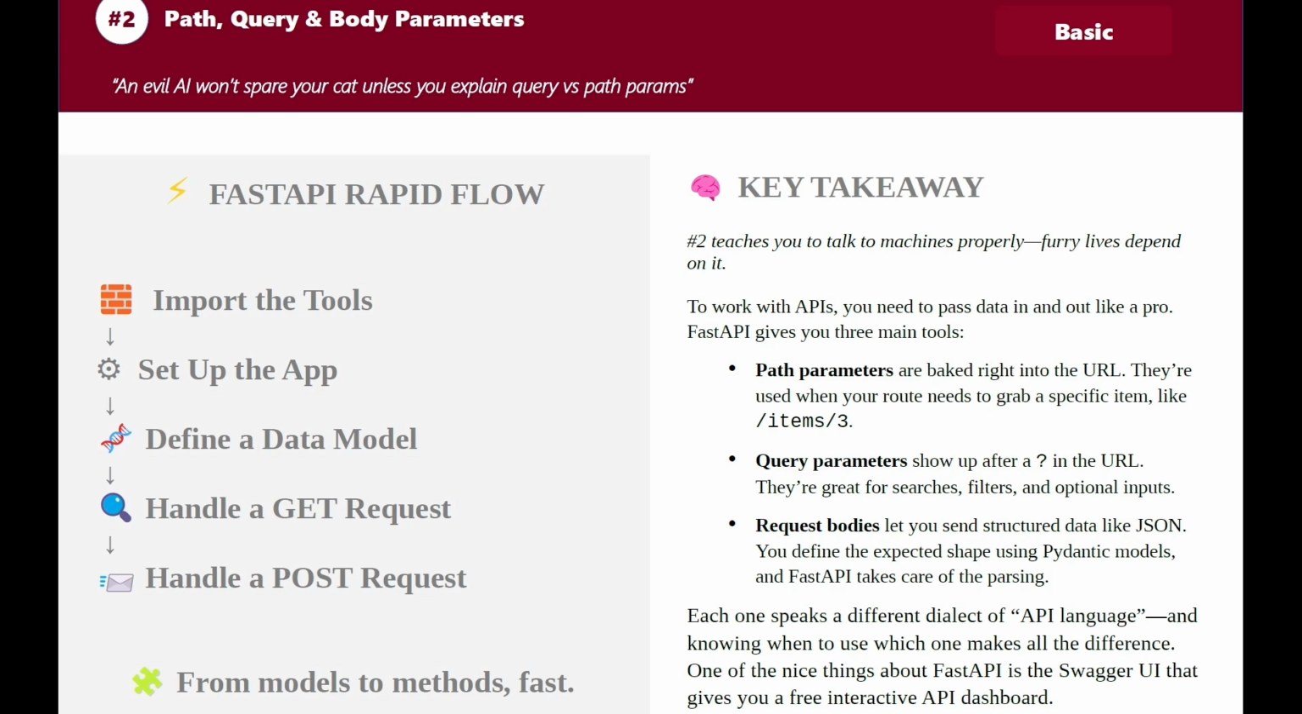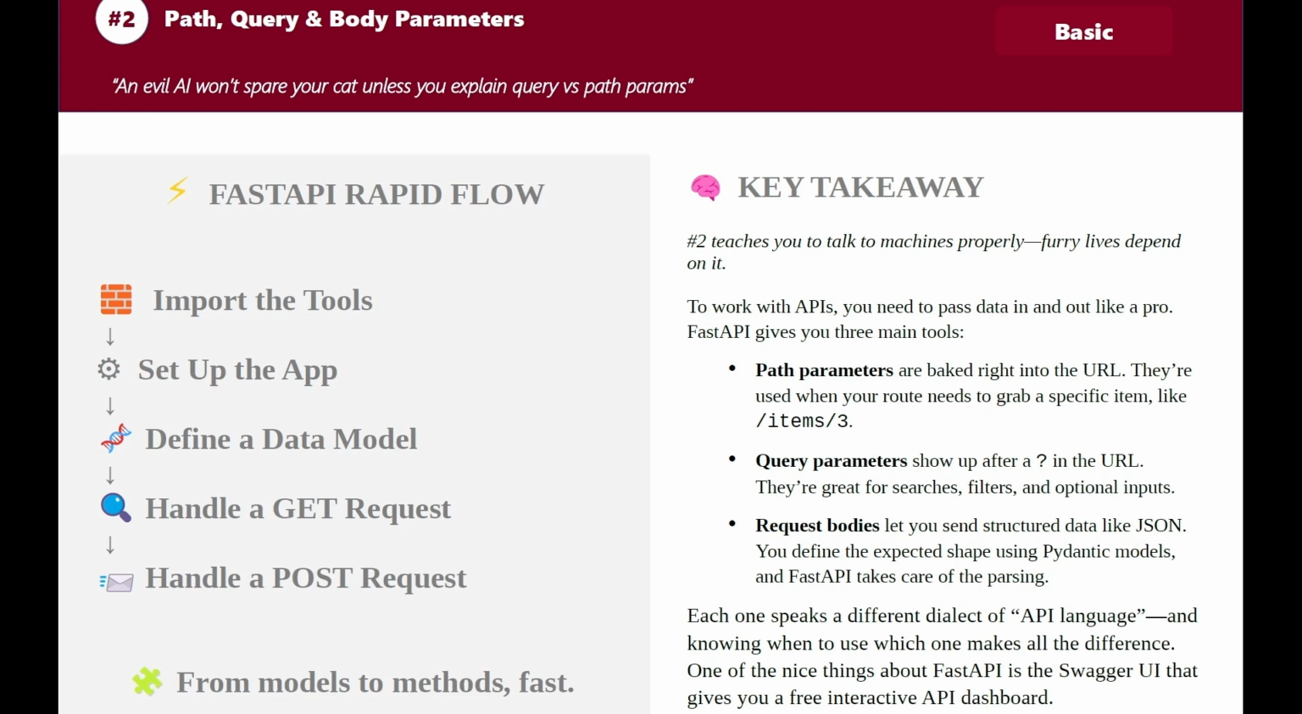We have path parameters, which are baked into the URL. You could use them like this: /items/tree. FastAPI will grab the tree as a path variable. We also have query parameters. These show up after the question mark. So if we have /items/tree?q=FastAPI, that will be where the query parameter shows up. And they are great for things like searching, filters, pagination, and stuff like that.